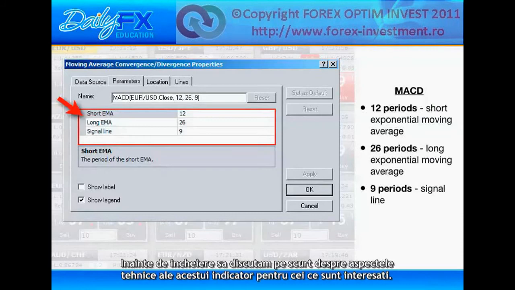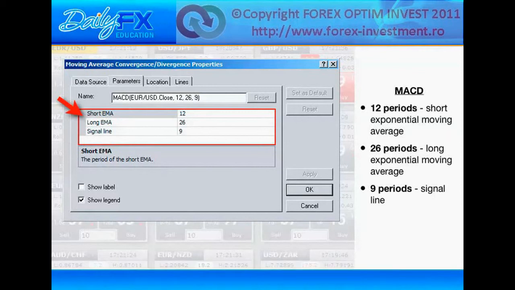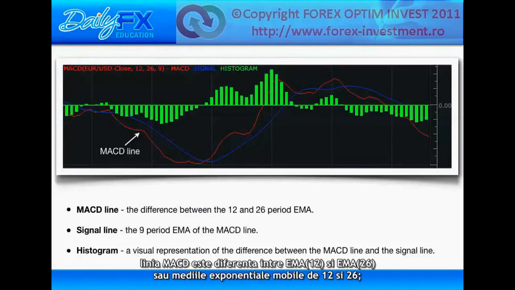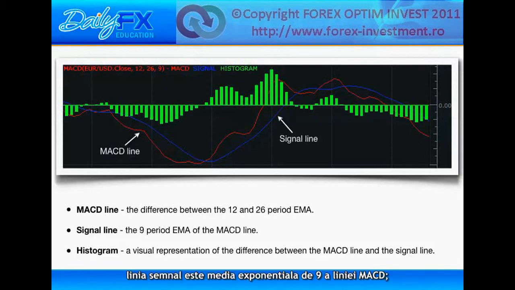Now, before wrapping up this lesson, let's briefly discuss some of the technical aspects of this indicator for those who are interested. The default values for the MACD are typically 12, 26, and 9. These three elements can be defined as follows. The MACD line is simply the difference between the 12 and 26 period EMA, or exponential moving average. The signal line is the 9 period exponential moving average of the MACD line.